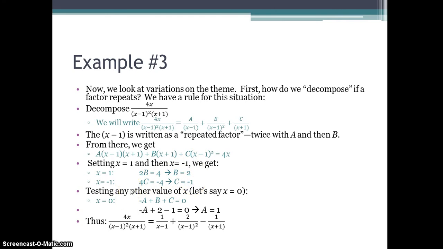Then we can use any other value of x to find out what a is. For example, if we set x equal to 0, then we end up with negative a plus b plus c is equal to 0. Well, we know what b and c are. We can plug those back in, and then we can solve for a to get a equal to 1. We get our final answer of 1 over x minus 1 plus 2 over x minus 1 squared minus 1 over x plus 1.